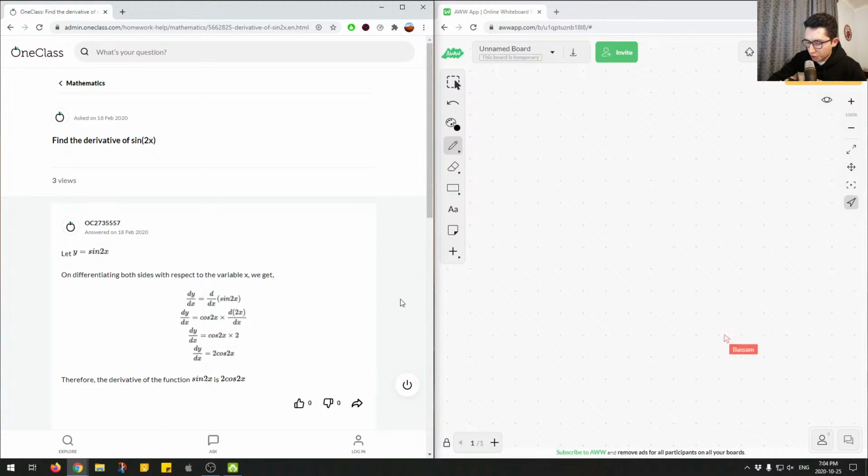Okay, so this is question number 3. Here we're asked to find the derivative of sine 2x. So what is the derivative of sine 2x? I'll put this in brackets as well: sine 2x, like that.